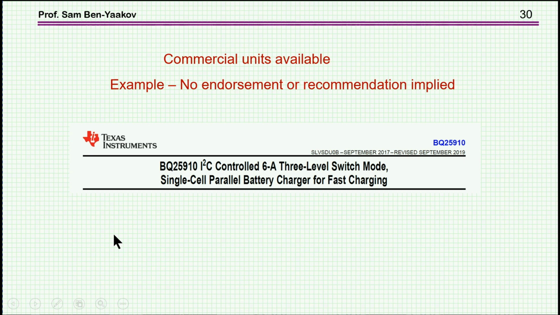There are commercial units available for this type of topology, and I'm showing one of them. This is not an endorsement or recommendation, just an example. This is the Texas Instruments unit, and this is actually for a charger. Now, they start with a higher voltage, and they charge a battery, I guess single cell. And since this topology has a high advantage, of course, you get higher efficiencies here.